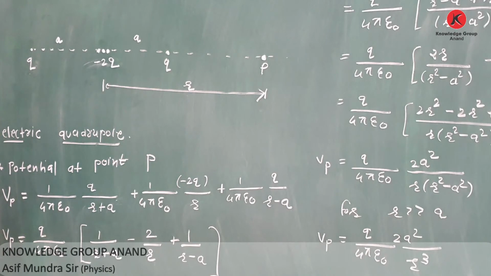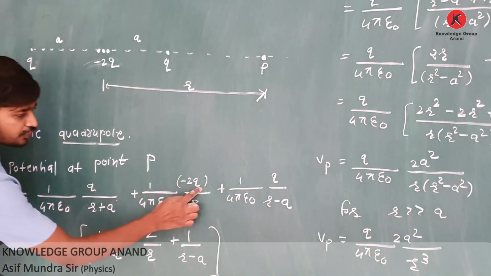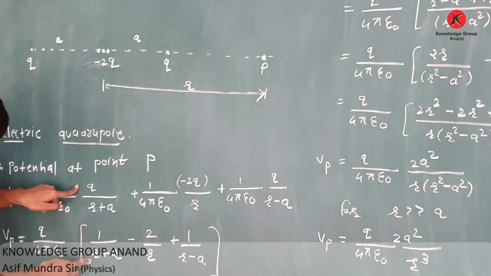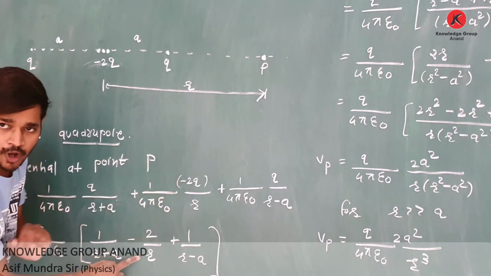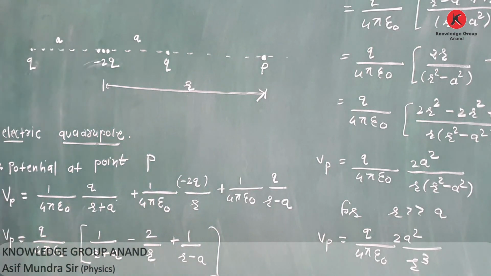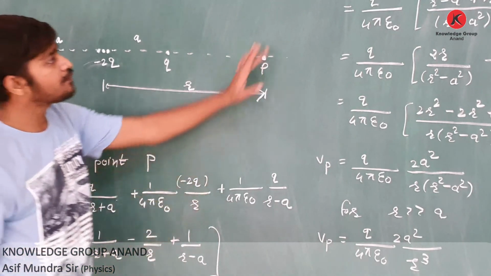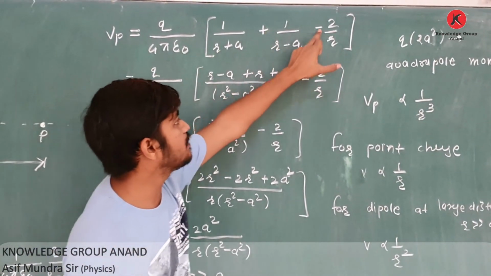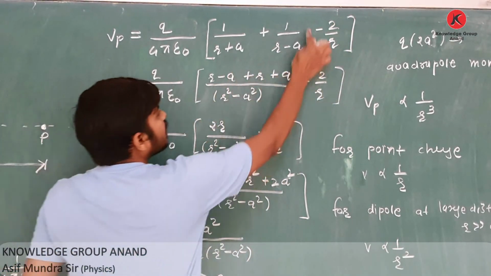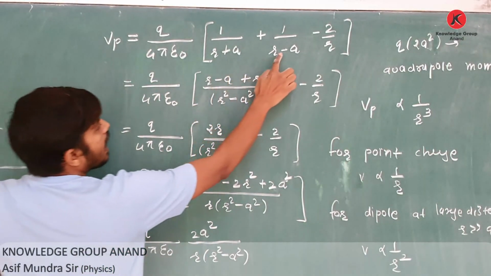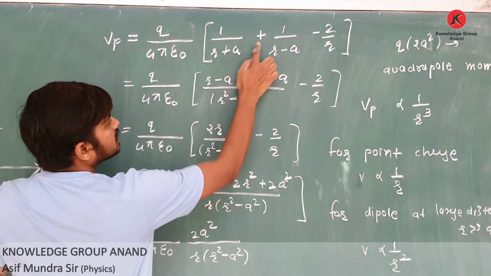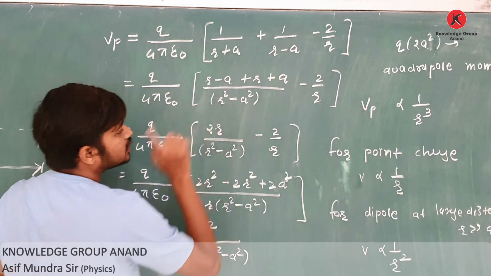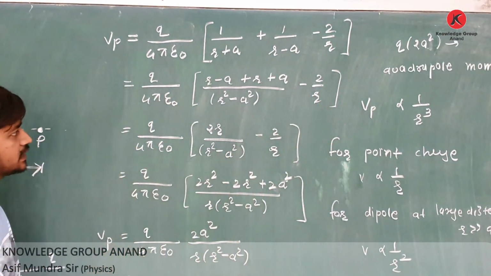Now you have to simplify the mathematical steps. How? q upon 4 pi epsilon 0 is common. Then from the first term, 1 upon r plus a; from the second term, minus 2 upon r; from the third term, 1 upon r minus a. Now I am writing these terms together. Vp is equal to q upon 4 pi epsilon 0, 1 upon r plus a plus 1 upon r minus a minus 2 upon r. First of all, I will simplify these two terms: r minus a into 1, plus r plus a into 1, divided by r plus a into r minus a, which is r square minus a square. Minus 2 upon r as it is.